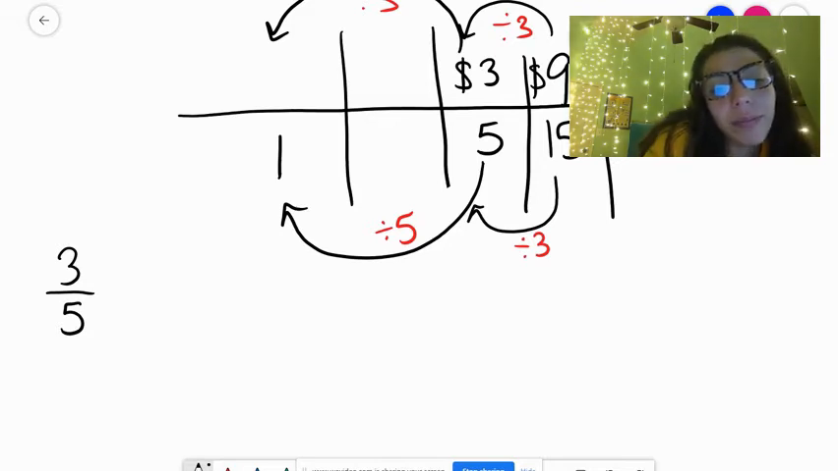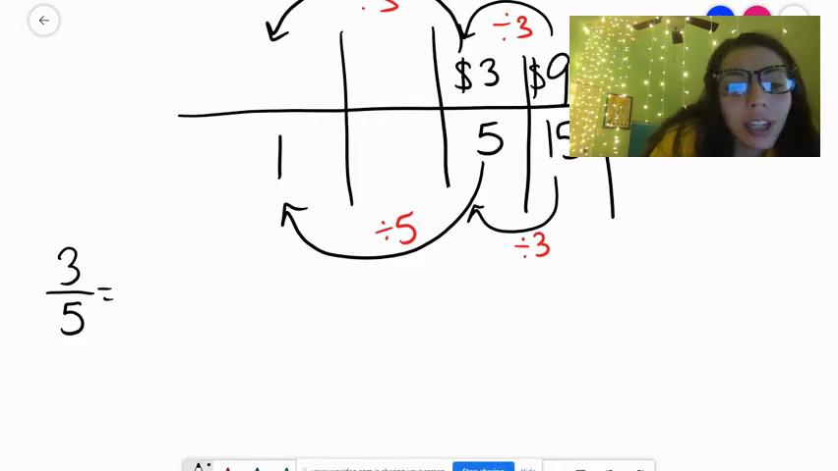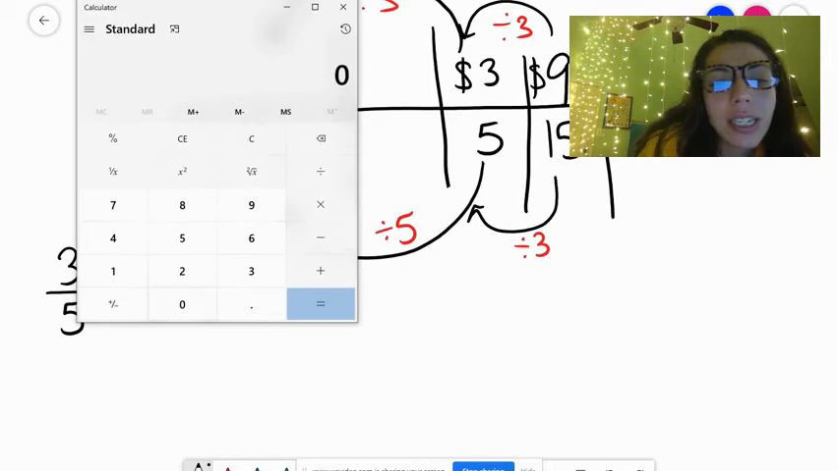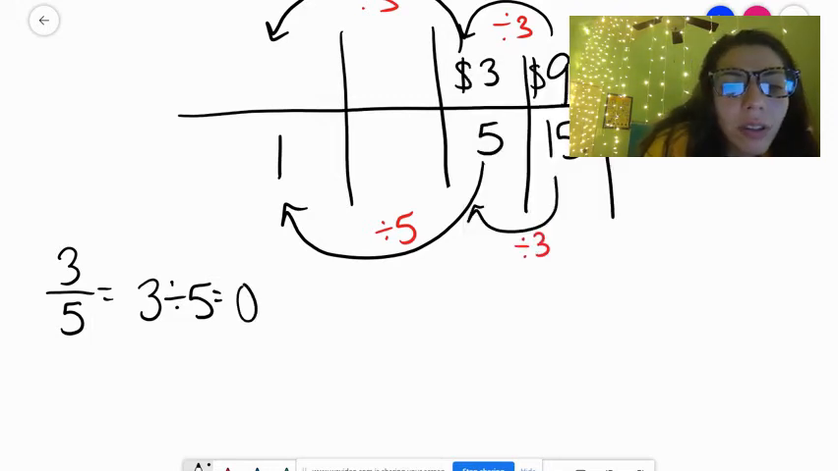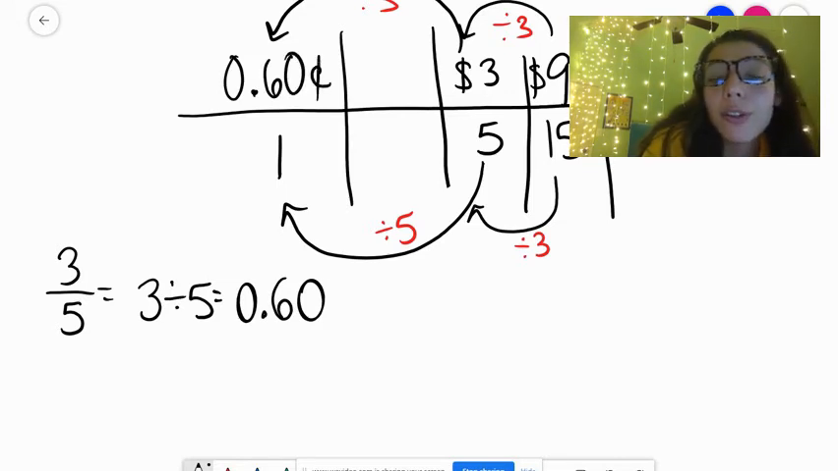Now, you can use a calculator. And when you look at a ratio fraction like this, you could actually do 3 divided by 5. You could type that in your calculator. You're going to get a decimal. So let's see. If we do 3 divided by 5, we get 0.6. And when we talk about money, it's 60 cents. So we're going to pay 60 cents for 1 soda.